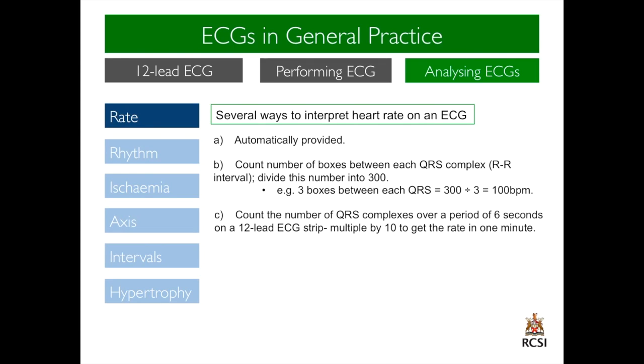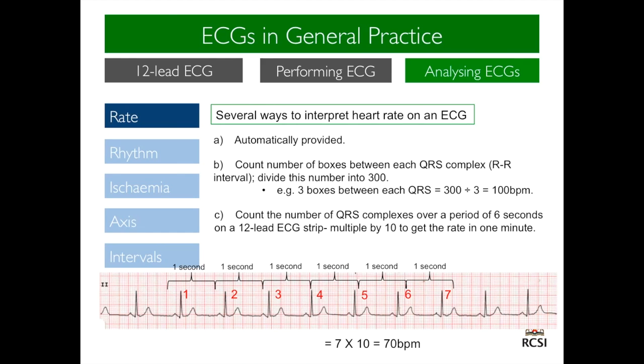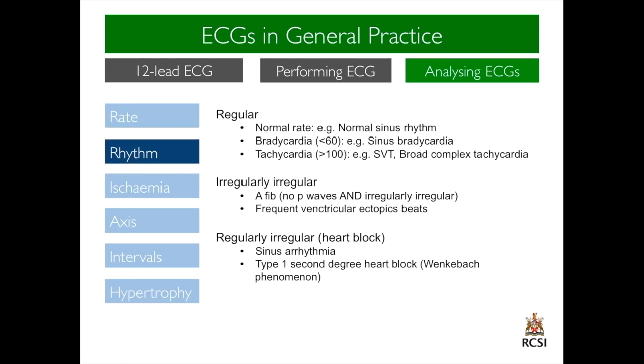Another example would be to count the number of QRS complexes over a period of 6 seconds on a 12-lead ECG strip and multiply this by 10 to get the rate in 1 minute. As an example, this is a rhythm strip. Counting over 6 seconds, one would then count the number of QRS complexes within the 6-second strip, in this case 7. 7 multiplied by 10 is 70 beats per minute.